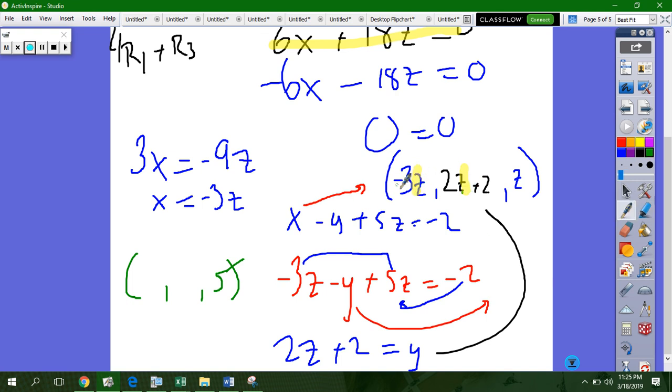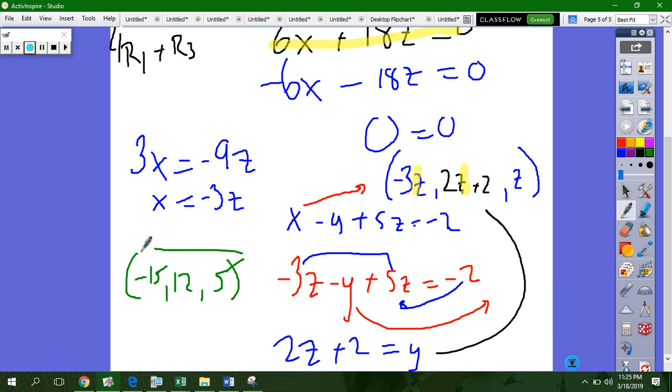So for the x value, I have -3 times 5, which is -15. I'm going to plug 5 right there. 2 times 5 is 10. 10 plus 2 is 12. I just went a little bit ahead of myself.